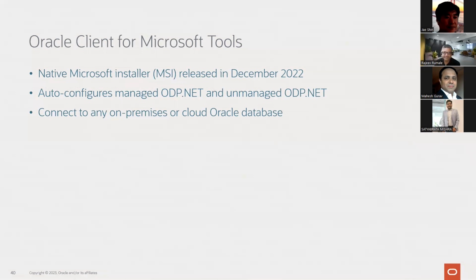I'm also not an expert on what the difference between these two is. The only thing I understand is ODP.NET fully managed is completely designed in .NET, and unmanaged is partially designed in .NET as well as in C++, right? Oracle provides a native Microsoft installer, which you just run on your Windows machine, and it deploys the ODP that you need right there. So the installer can do both managed as well as unmanaged ODP.NET, right?